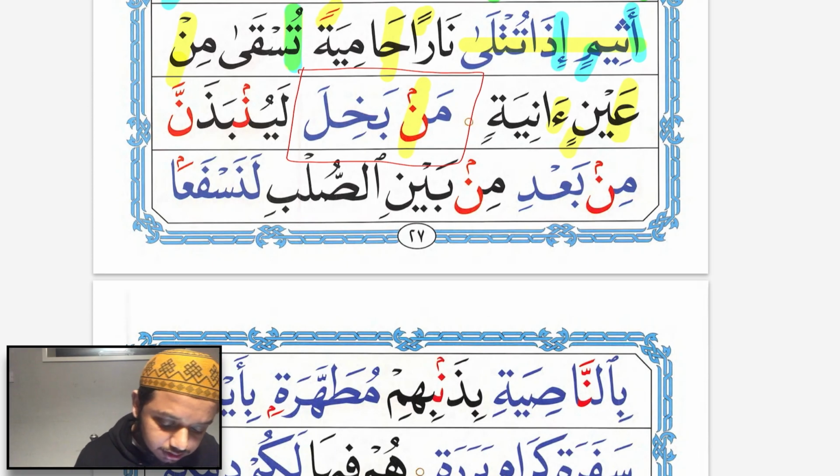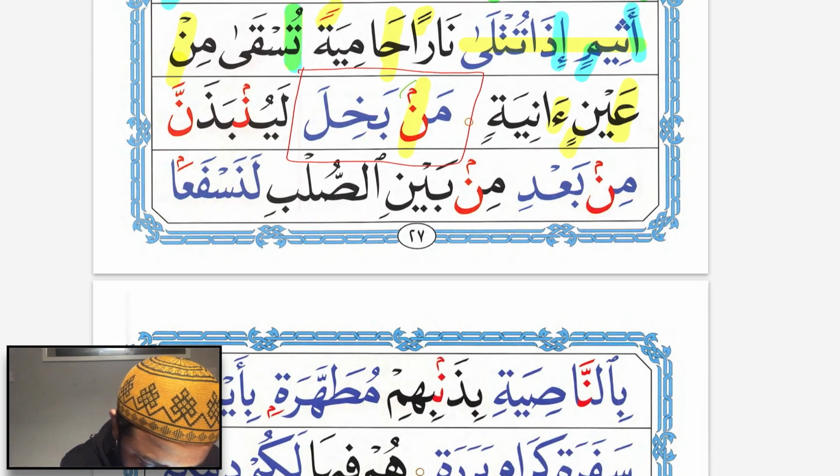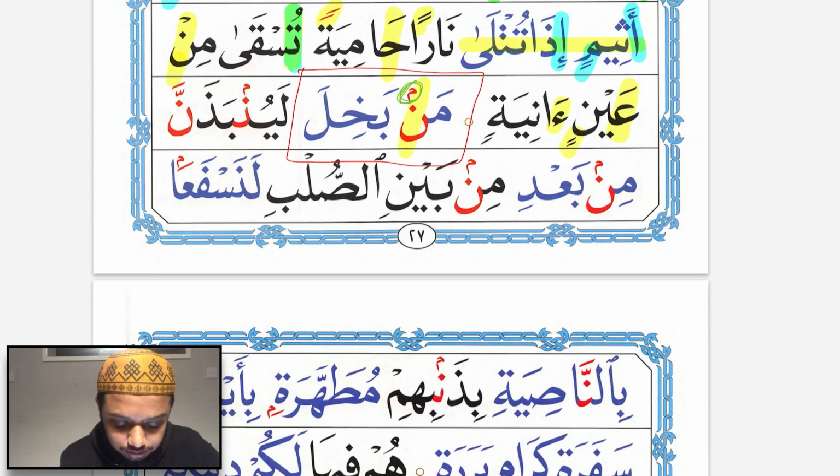This is a very simple rule, and you can't forget it because you will always see that the noon, sukoon, or the tanween will be written with a meem to remind you to change it into a meem. This rule is called iqlab. So we'll make ghunnah for two harakat. So it won't be read as man bakhila. It will be read as mam bakhila. The noon changes into a meem and it's read with ghunnah for two harakat. Mam bakhila.